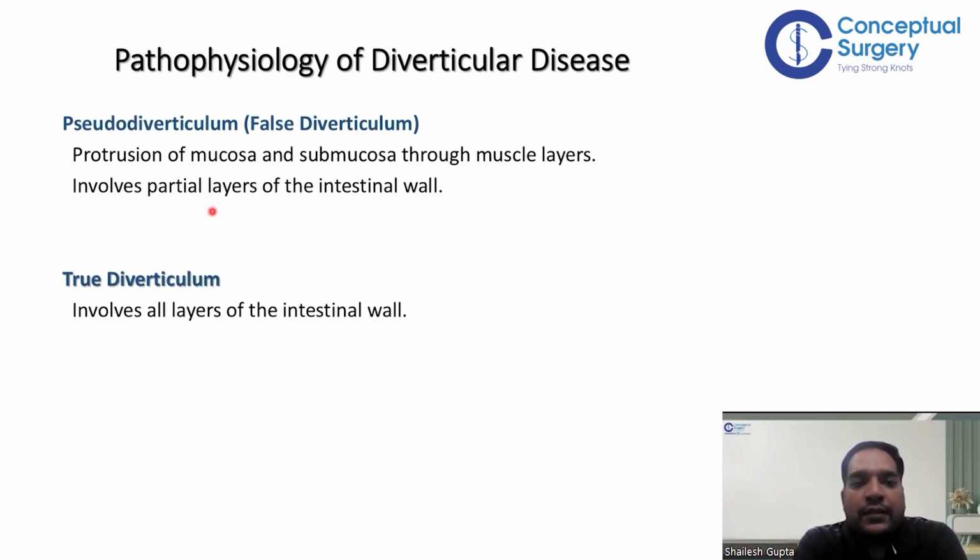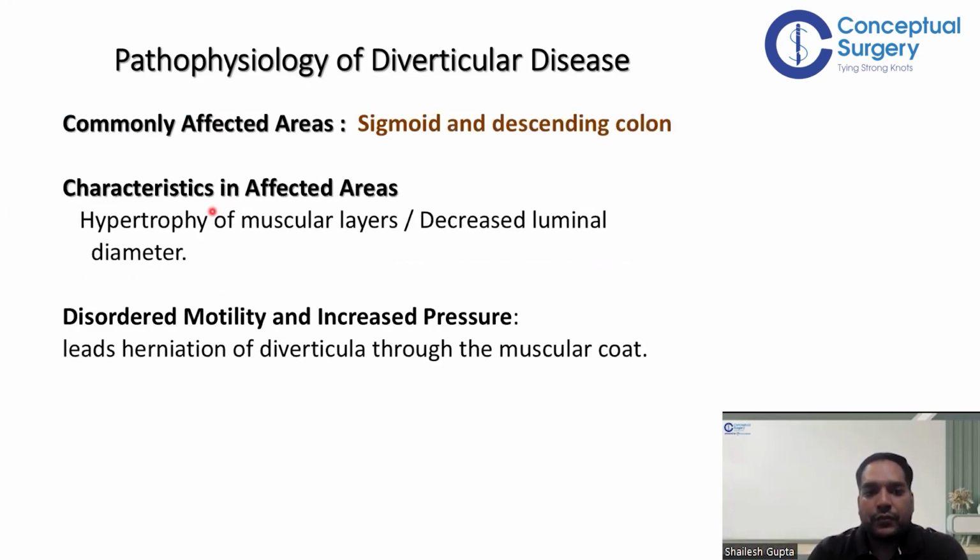False diverticulum के अंदर सारी layers involved नहीं होंगी और हमारे colon के अंदर mucosa submucosa protrude करेगी through the muscle layer, right? True के अंदर there will be all layers involved.